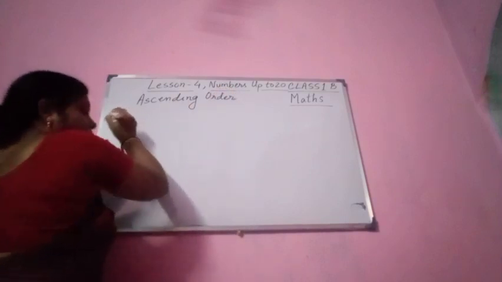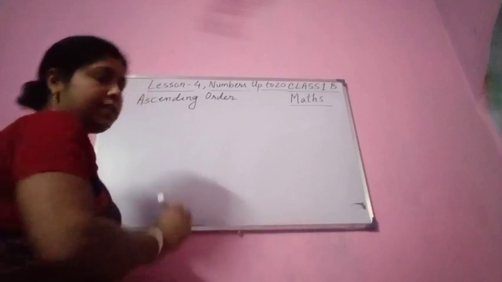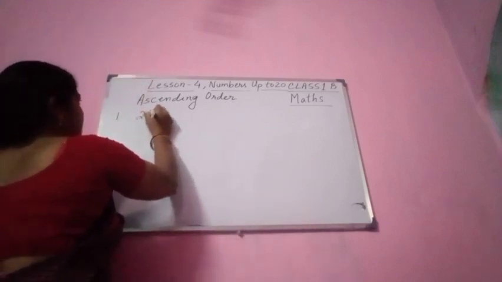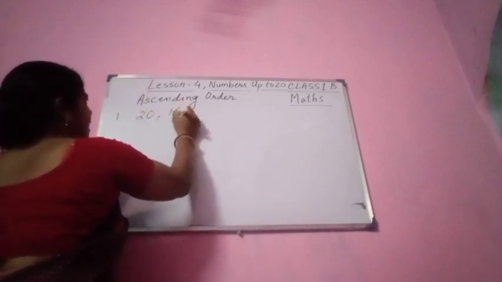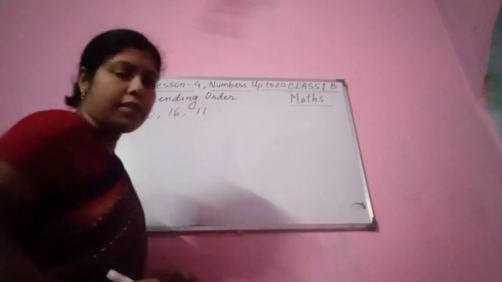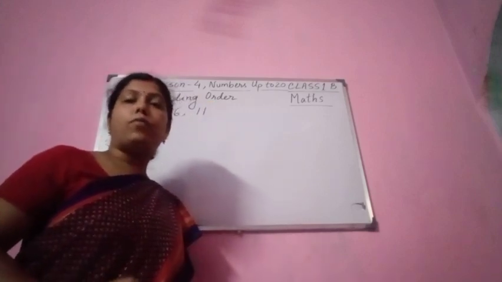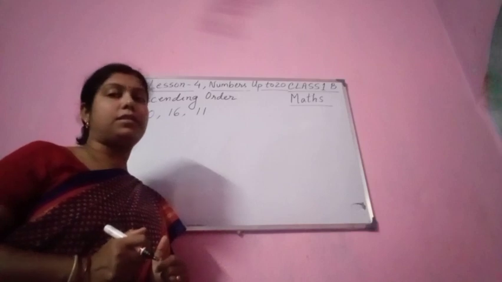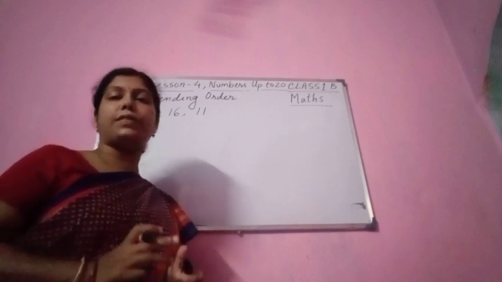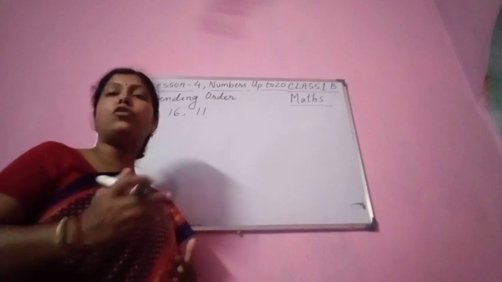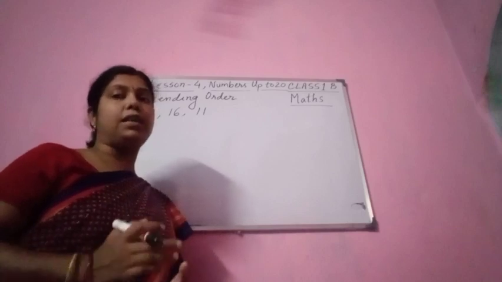Number 1 is 20, 16 and 11. Three numbers are given here. What is the meaning of ascending order? Going from smaller to bigger. That is ascending order.